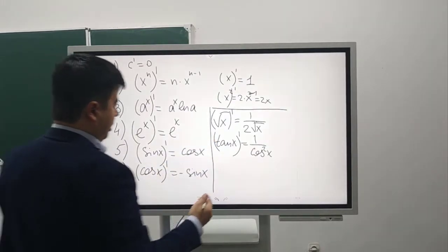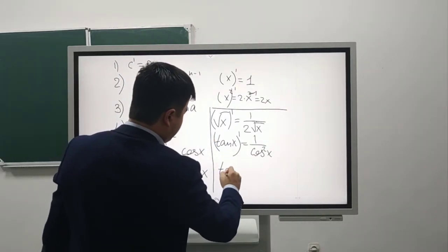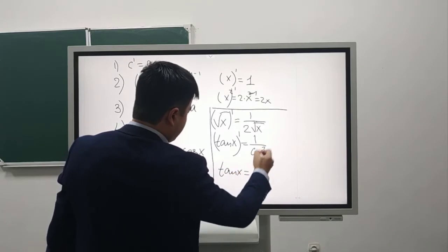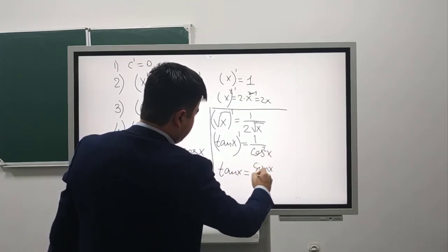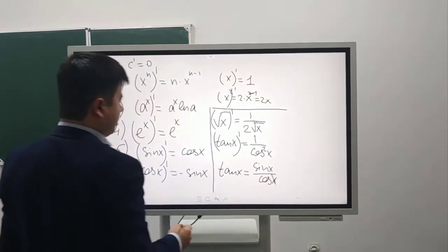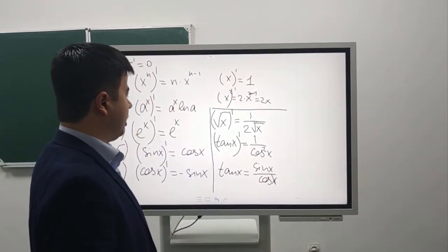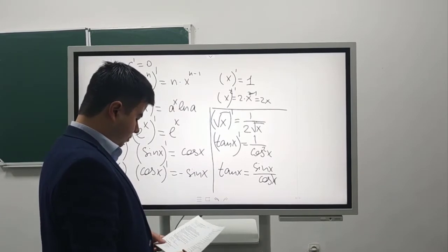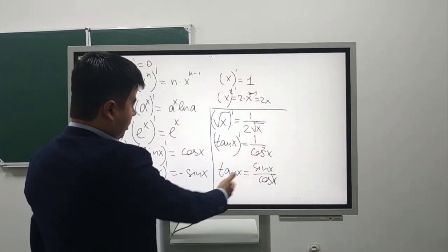For example, let's open this tangent x. Tangent x, it is sine x over cosine x. Yes? Sine x over cosine x. So, we need to take a derivative, find the derivative, tangent x.